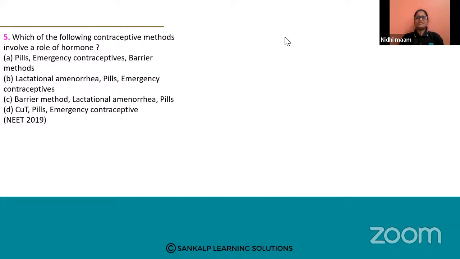Just recall what is lactational amenorrhea. What is the barrier method? The barrier method is a physical device inserted inside a male or a female, which acts as a contraceptive. That is a barrier method. What do you mean by lactational amenorrhea? Once the woman delivers a baby, up to 6 months, when she is exclusively breastfeeding her baby.